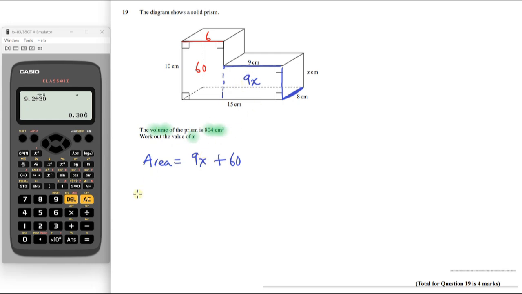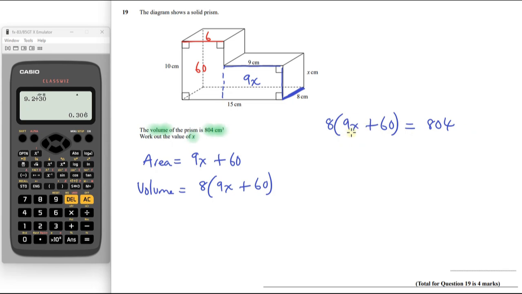And to work out the volume, we're going to take this area and multiply it by the depth. So it's going to be 8 times 9x plus 60. That's an expression for the volume, and that must be equal to 804, which is what we're told. So now I just need to solve this equation.